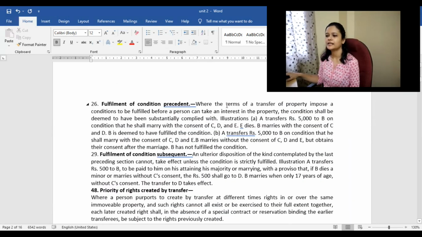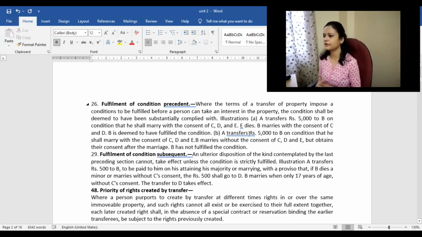When the terms of a transfer of property impose a condition to be fulfilled before a person can take interest in the property, the condition shall be deemed to have been substantially complied with.